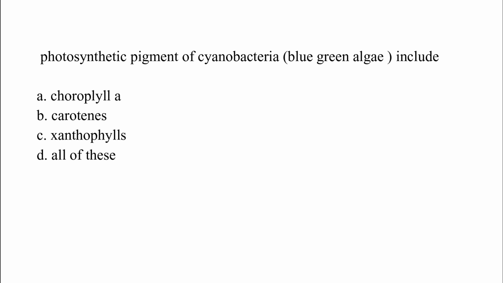Photosynthetic pigments of cyanobacteria, blue-green algae, include: Option A, chlorophyll A. Option B, carotenes. Option C, xanthophylls. Option D, all of these. The correct answer is option D, which is all of these.